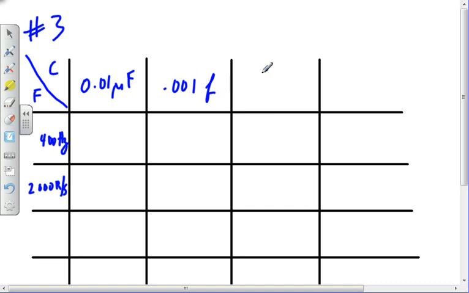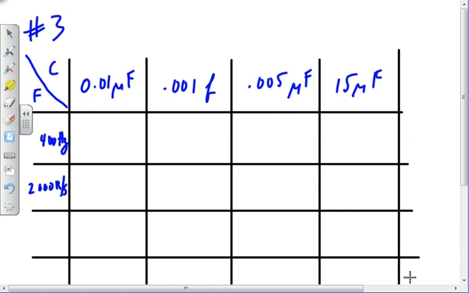0.001 farads, 0.005 microfarads. How come he's got farads in a little f? 15. I've never seen that. You know, the last time I saw a little f for farads, yeah, that was like last year at this same exact time. No one uses a little f for farads.